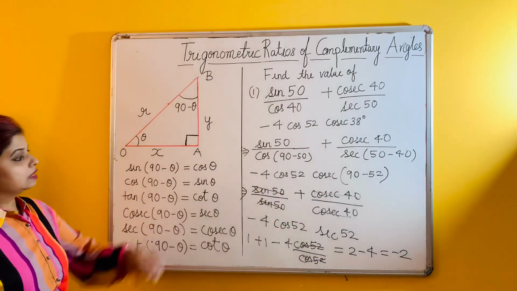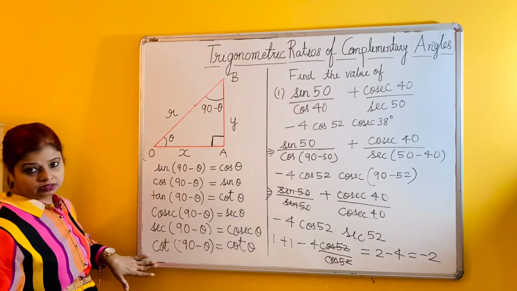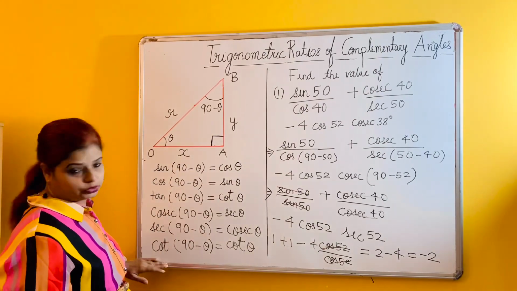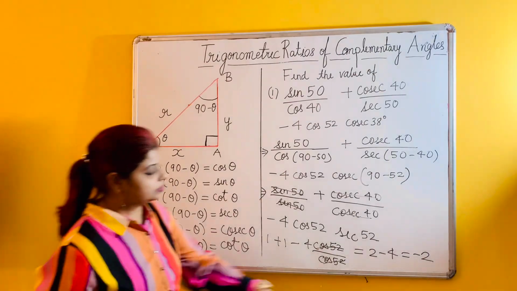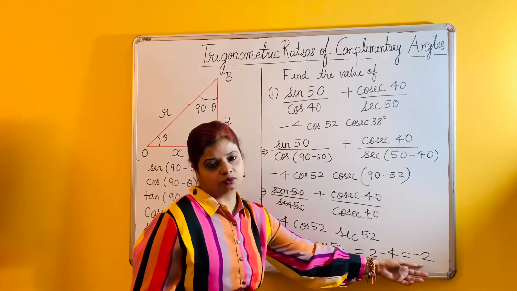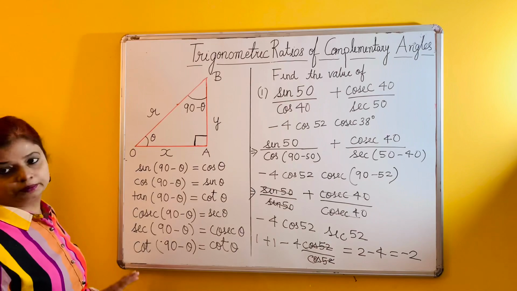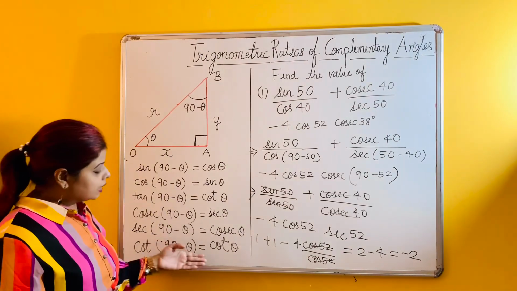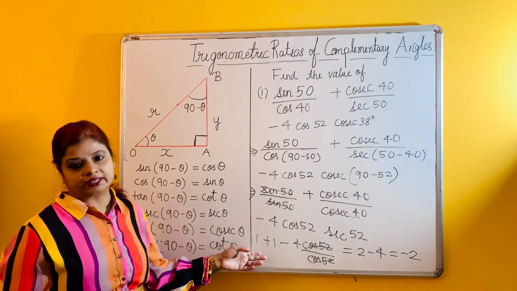So this is how you attempt this problem, based on these identities which I taught you earlier, and then you arrive at the value of this expression, which is minus 2. So this is how you are going to attempt. Only thing is that you need to remember these identities. If you can't remember, try to understand. So whatever works for you, you do it. So let's take another problem.